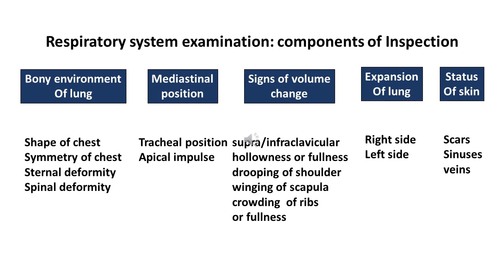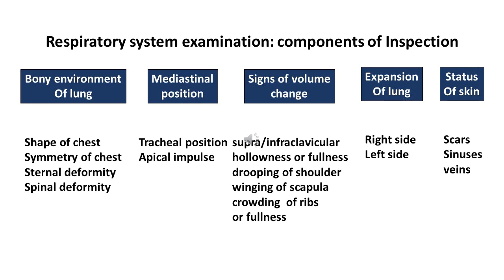So the components you need to see in the bony environment of the lung are the shape of the chest, which is seen through the shoulder, symmetry of the chest, sternal deformity like pectus excavatum or pectus carinatum, spinal deformity in the form of kyphosis or scoliosis, and next is the mediastinal position. The tracheal position gives you information about the upper mediastinum, while the apical impulse gives you information about the position of the lower mediastinum. So displacement should be interpreted in the clinical context.